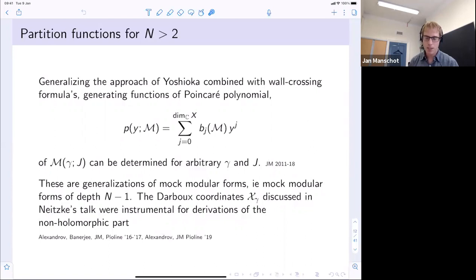Let me also mention here that in joint work with Alexandrov, Banerjee, and Pioline, we used the Darboux coordinates and their integral representations, which were discussed in Nijtke's talk and other talks, to derive this non-holomorphic part of the partition function. So the holomorphic part is not quite the full story, but I won't go into detail on those things in this talk.